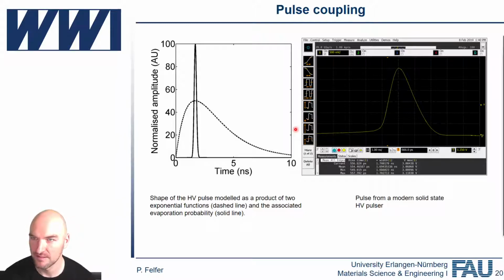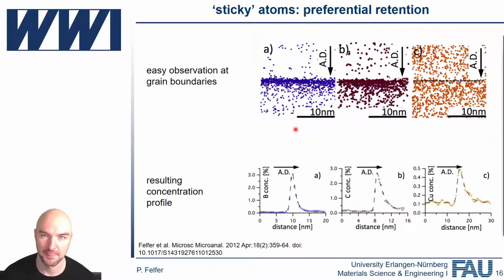So you talked about preferential retention at the grain boundaries. My question is, does that mean that using atom probe to measure the grain boundary segregation is not a good method? No, that's not the case at all. First of all, it's the only method. I mean, you can do some electron microscopy, but that's going to be very hard to quantify.